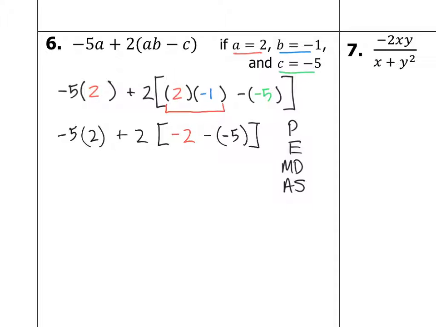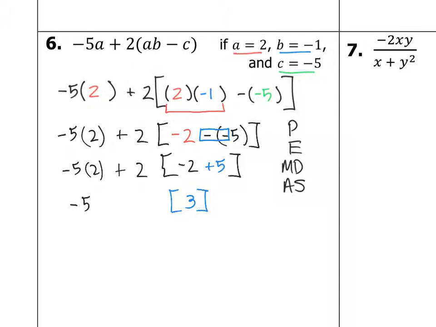I'm going to keep working on what's inside my brackets. I see a double sign here. Minus negative means plus. So this is negative 2 plus 5. And negative 2 plus 5 is positive 3. So I have positive 3 here. And now my problem is negative 5 times 2 plus 2 times positive 3.